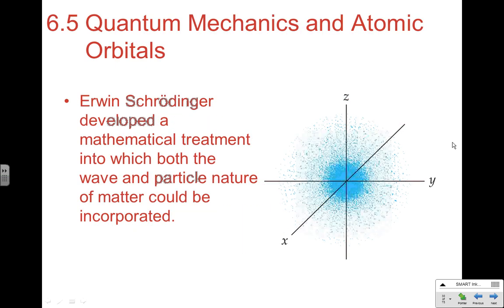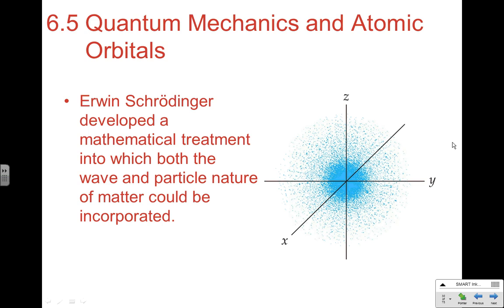Now, how did scientists get around this? Because we really wanted to know precise information about both the position and the energy of the electron. And like I said, scientists wasted a ton of time trying to get around Heisenberg's uncertainty principle until finally along came a scientist by the name of Erwin Schrodinger.